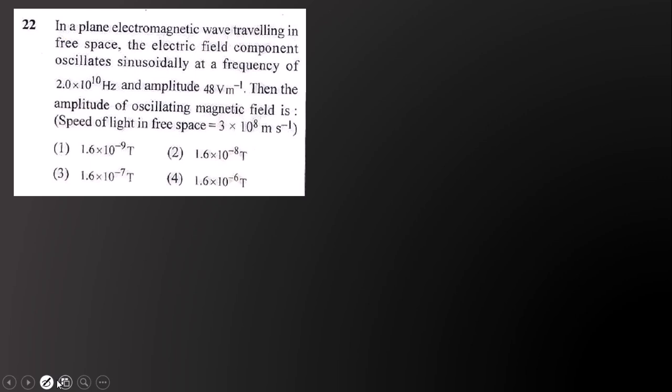Let's read the question. It says that in a plane electromagnetic wave traveling in free space, the electric field component oscillates sinusoidally at a frequency of this, and the amplitude is this. So we know that an electromagnetic wave, EM wave, has two components. One is the electric field, one is B. The magnitude of the amplitude of the electric field in the question is mentioned to be 48 in SI units. We are supposed to calculate the magnitude of the magnetic field.